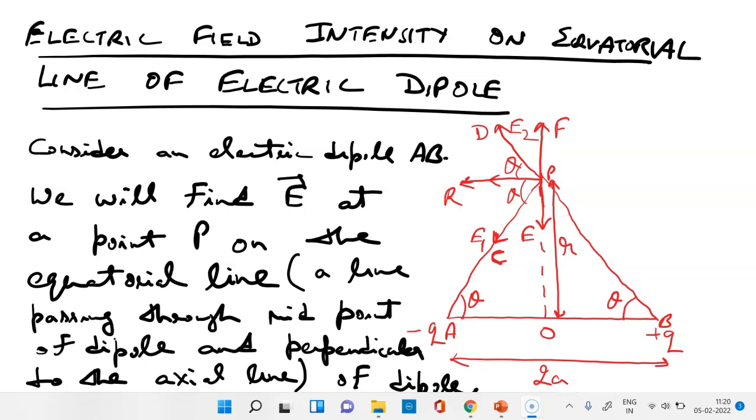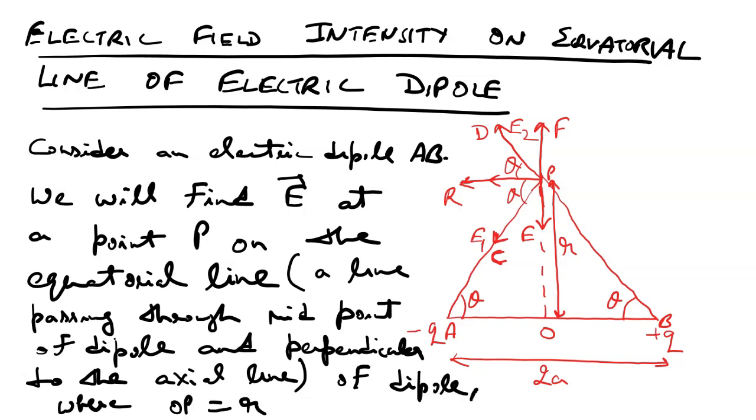Hello friends. Today we will discuss and calculate the electric field intensity on the equatorial line of an electric dipole. Last time we did the same process for the axial line of an electric dipole. Now consider an electric dipole AB. We will find the electric field intensity at point P on the equatorial line.